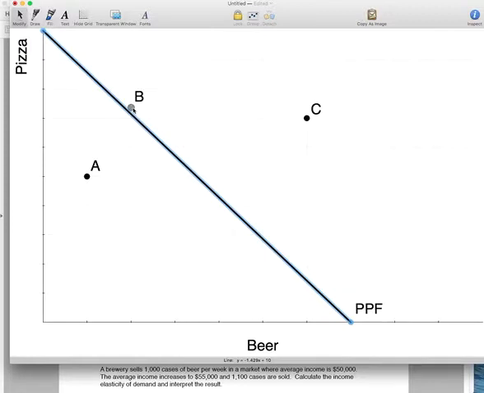And let me move point B to there. This would be what your graph should look like if you were asked for constant opportunity cost and illustrating the 2 points.